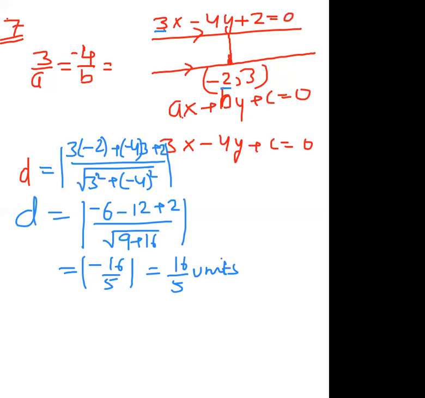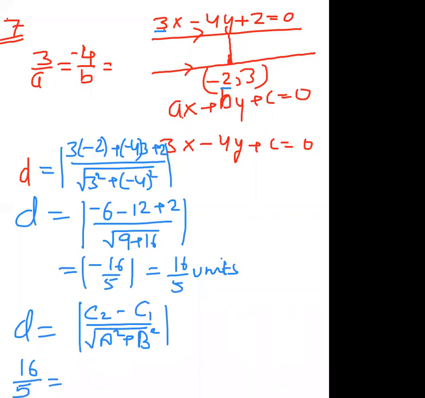So this is the distance of a point from a line. The same is the distance between two parallel lines, and the distance between two parallel lines is equal to C2 minus C1 upon under root A square plus B square. Now see, the distance will be the same, that is 16 upon 5. C2 will be C. C1 will be 2.